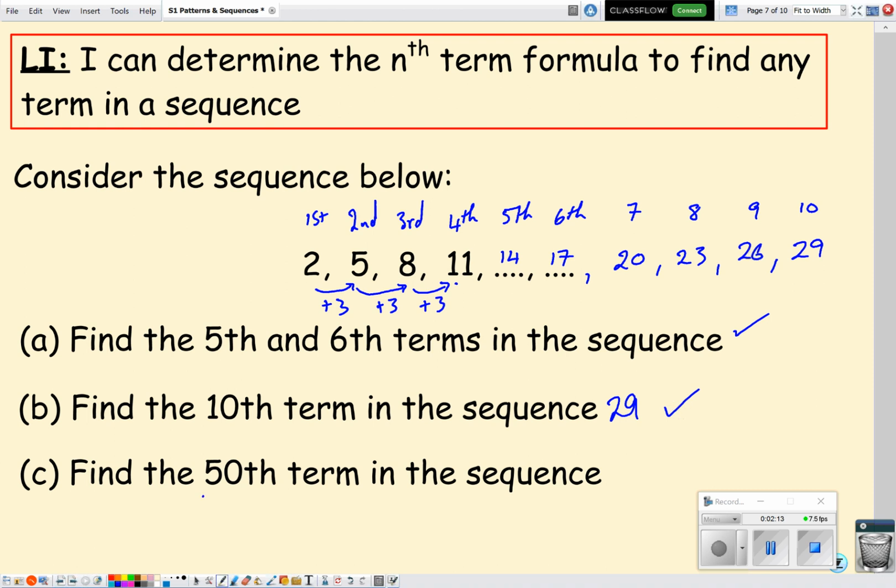Now, find the 50th term in the sequence. Well, I wonder how many of you got an answer to that. The correct answer is 149, by the way. If you got that, well done. When I do this sort of activity in class, some of the common wrong things people try and do is say, well, hang on, I've got the 10th term. The 10th term is 29, and so the 50th term must just be 5 times 29. So 145, job done. Well, it's not. It's not as simple as that.